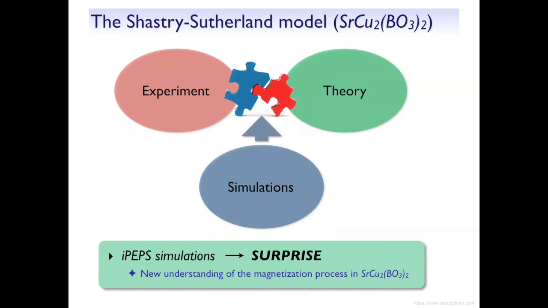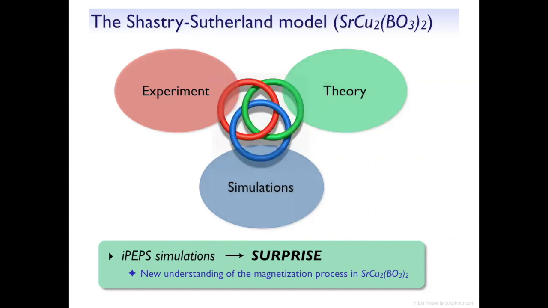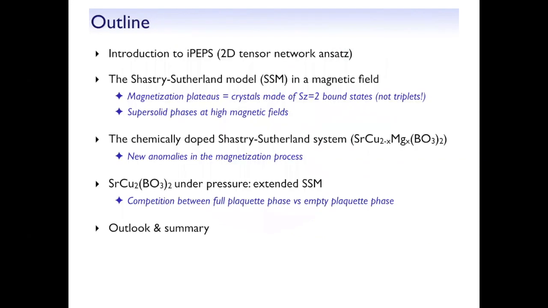So by doing iPEPS simulations, we found surprising results, which were in the end in contradiction with the previous theoretical prediction, because it turned out that these were based on the wrong initial assumption, and this in the end helped us to gain a new understanding of the magnetization process in the system. And in the end, a consistent picture between experiment, theory, and simulations. Okay, so I'll tell you about this story in the first part of my talk. We also briefly heard about it in Sarah's talk.